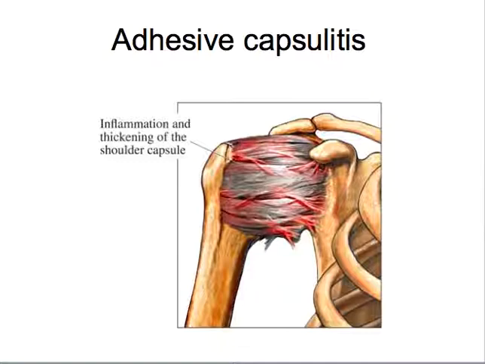The causes are unknown, or it could be related to an acute injury, a fall on the arm. Symptoms are a capsular pattern, motion loss, so you see external rotation is significantly limited, followed by abduction and flexion. With treatment, they can get better in 6 to 9 months.